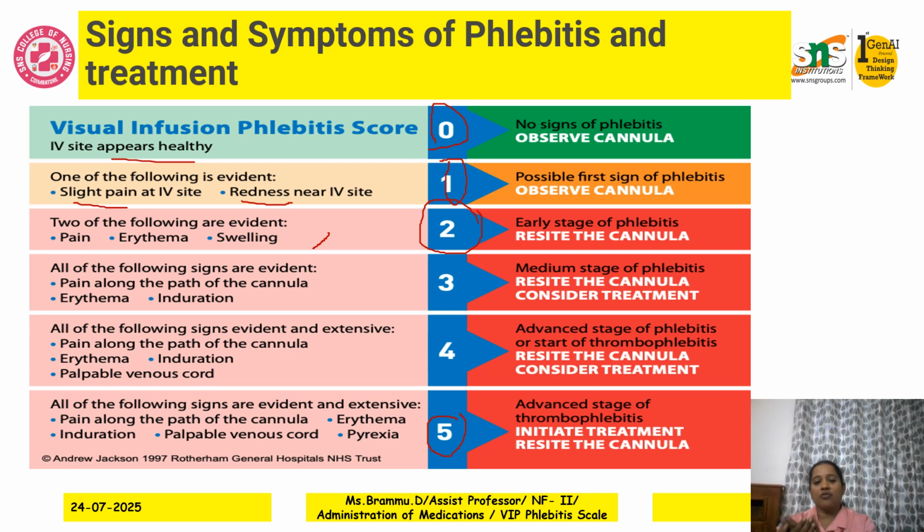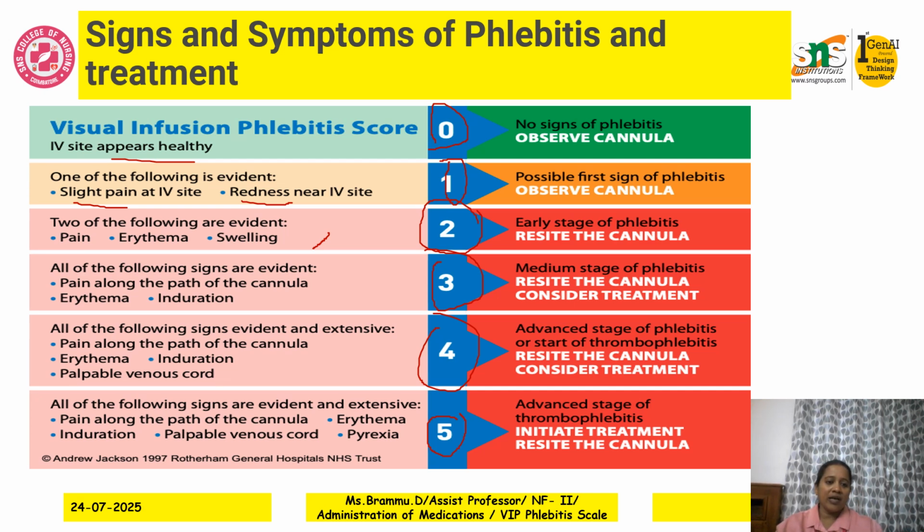The third score, or the score of 3, is the medium stage of phlebitis. Here the patient is going to complain of pain, erythema and induration, that is, infiltration of the fluids. Here also you are going to resite the cannula and start thinking of some treatments. And when the patient gets a score of 4, it is the advanced stage of phlebitis, or the starting stage of thrombophlebitis. Don't waste time, immediately resite the cannula and start the treatment.